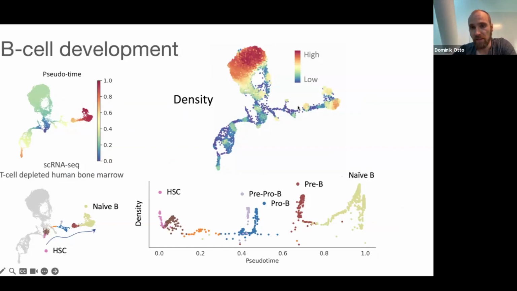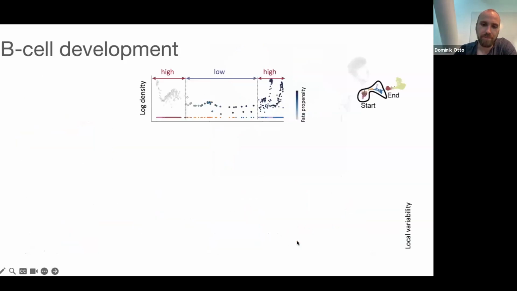It's the log density, essentially. And you can already see certain high density areas and the low density transitions in between. And when we look at these cells over pseudo time and look at their density, we already see that the peaks in density are associated to the described checkpoint states of the B cell. Those are the cell states being observed. But we also have all these transitory cells in between.